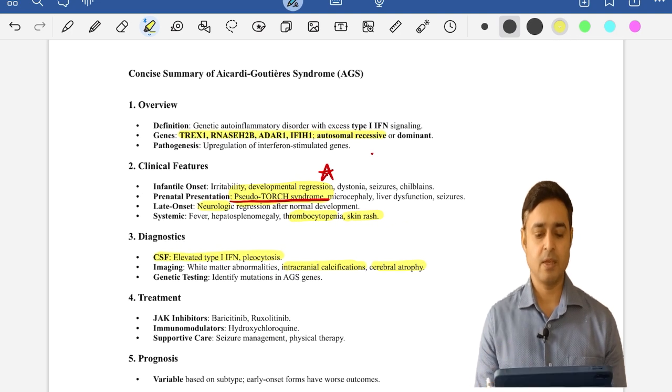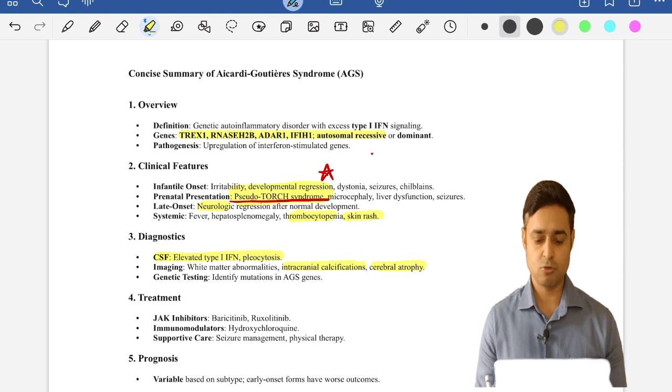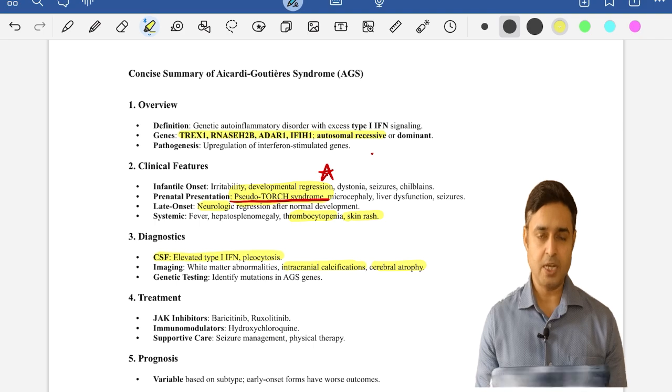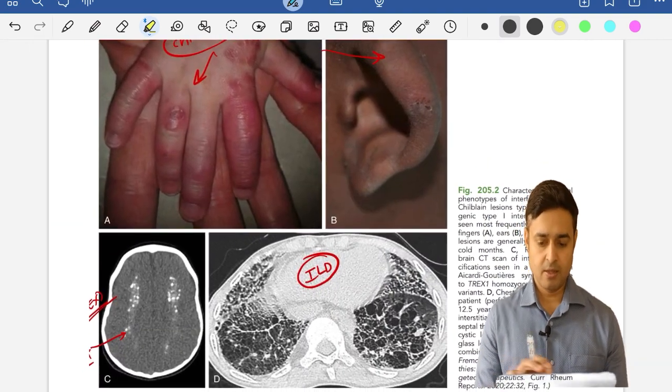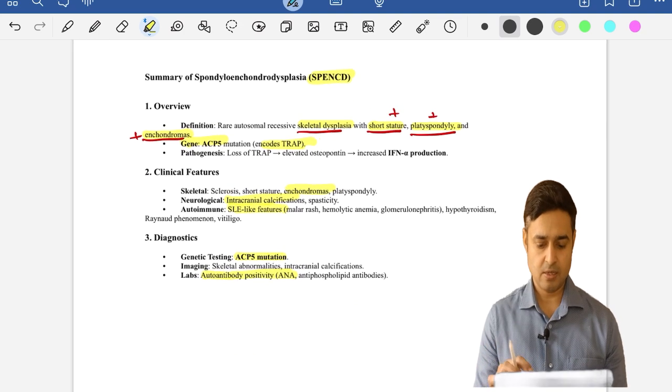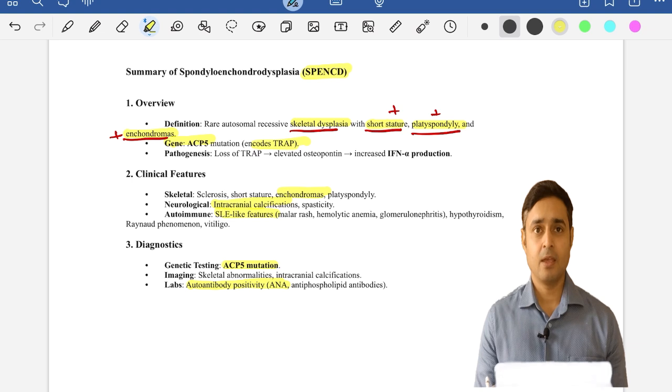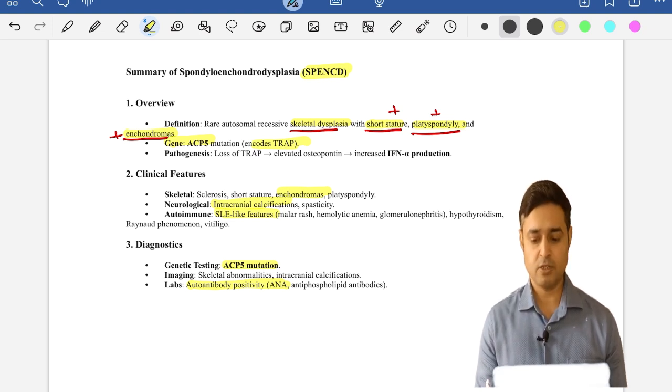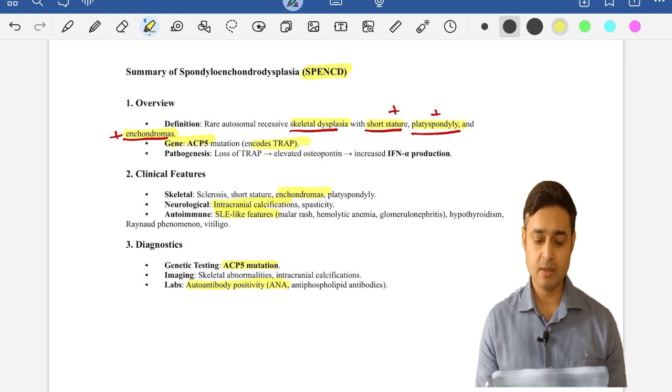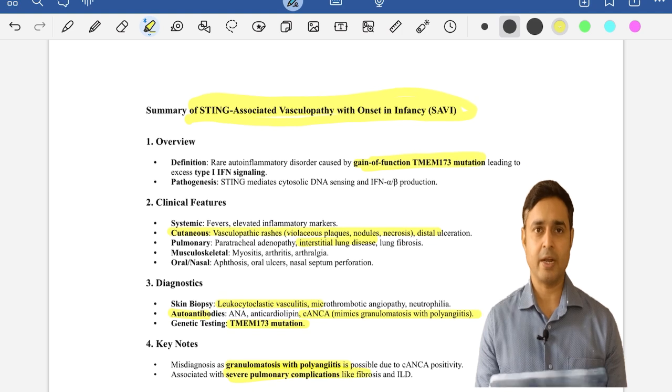Again, the AGS syndrome, you have to remember the genes TREX1, RNASEH2B, ADAR, IFIH1. This looks like pseudo-TORCH syndrome because of developmental regression and intracranial calcification. In CSF there is elevated type 1 interferon and cerebral atrophy. JAK-STAT inhibitors we can use. Next, this is the slide we have discussed. SPENCD disease. If patients come with skeletal dysplasia, with short stature, with platyspondyly, with enchondroma, the diagnosis must be SPENCD. So the gene is ACP5, which encodes TRAP, enchondroma, intracranial calcification, SLE-like features, ACP5 mutation, autoantibody positivity.